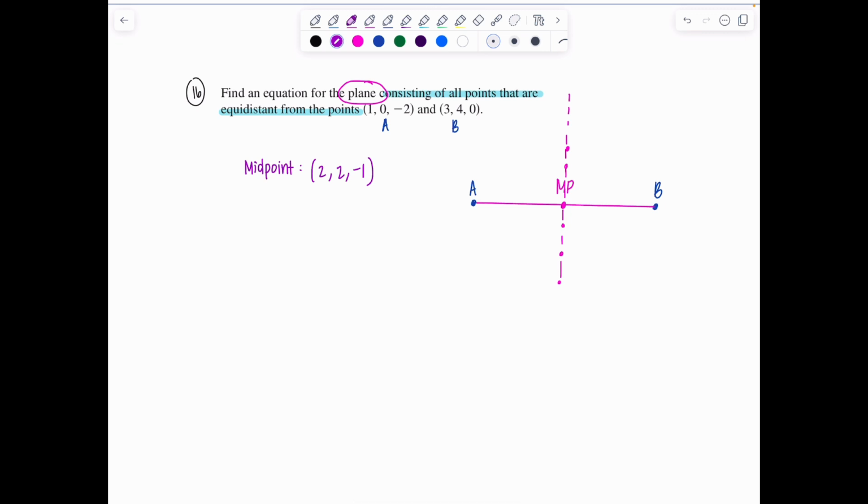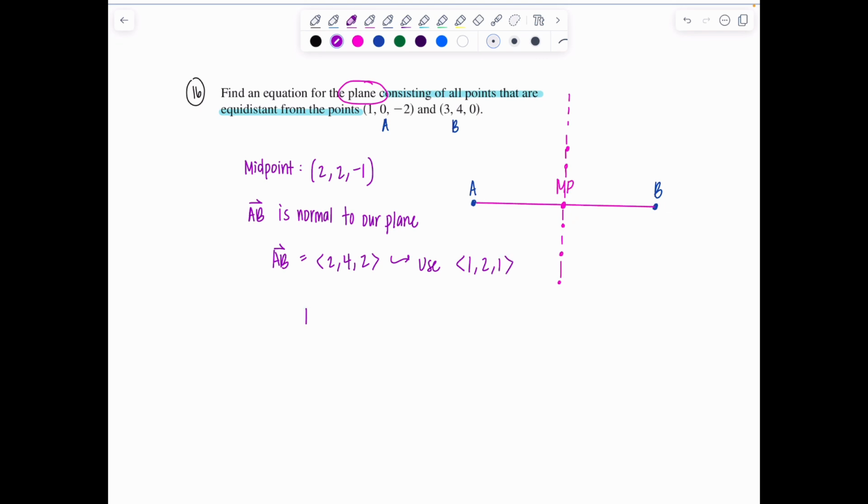Now I need a vector normal to our plane. Well, if you just make a vector connecting A and B, that's most certainly normal to our plane. So the vector AB is normal to our plane. And AB would have components 2, 4, 2. Well, how about instead we divide everybody by 2 and we use 1, 2, 1. Okay, and that's it. There's our normal.